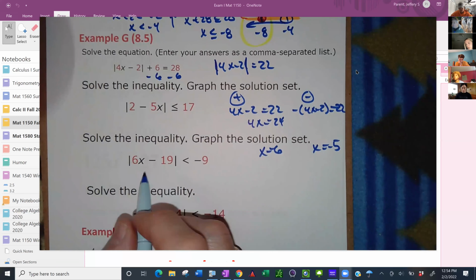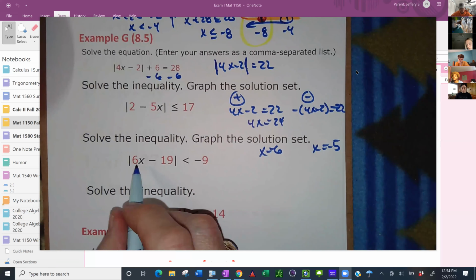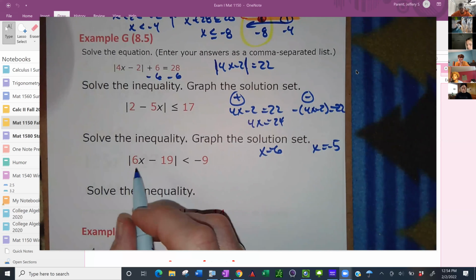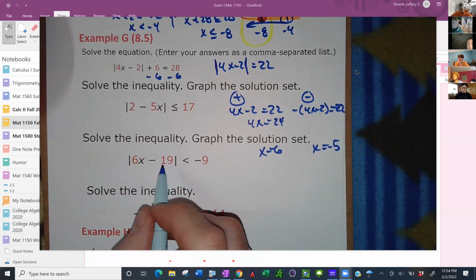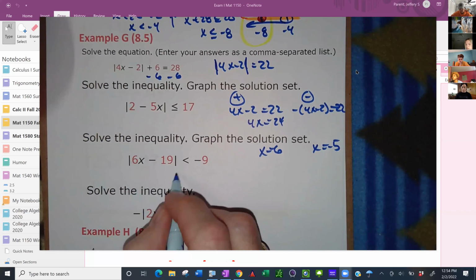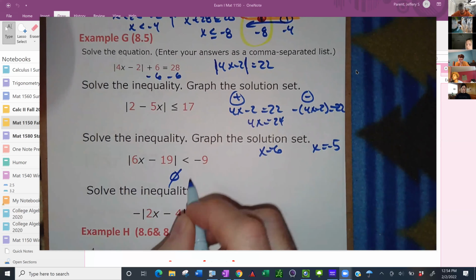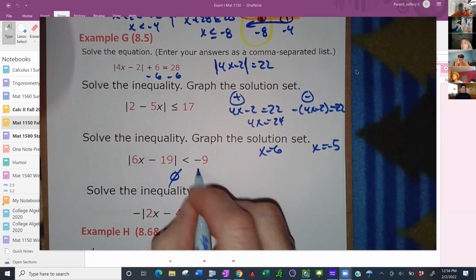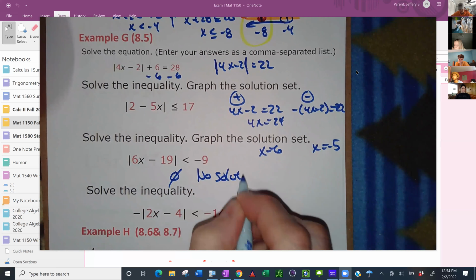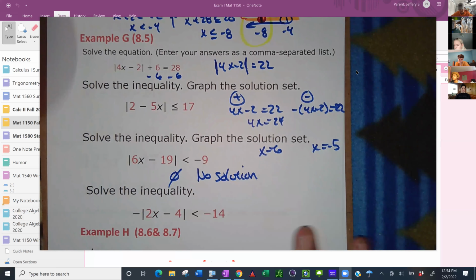If you pick a number like 2, 6 times 2 is 12, minus 19 is negative 7. But the absolute value of negative 7 is positive 7, and that's not less than negative 9. Nothing that you put in here is ever going to make that true. So the fancy notation is null set. There's no solution. It just doesn't have a solution there.